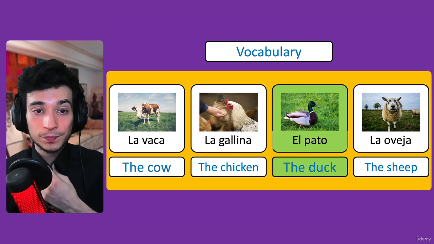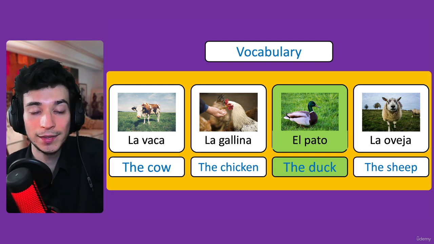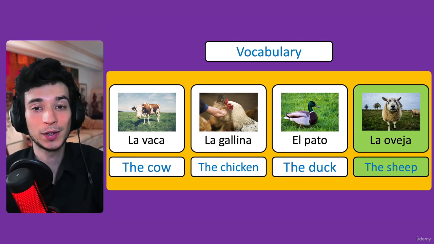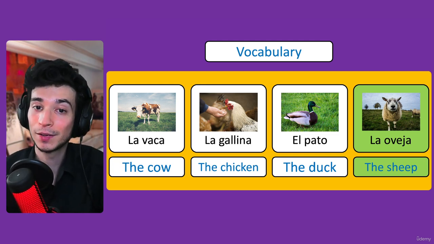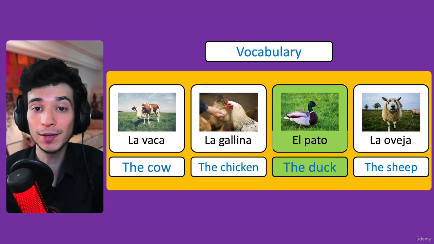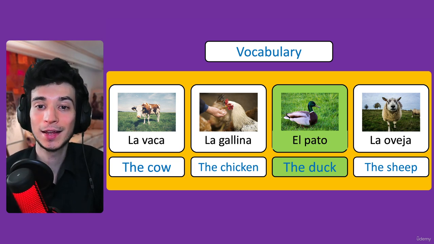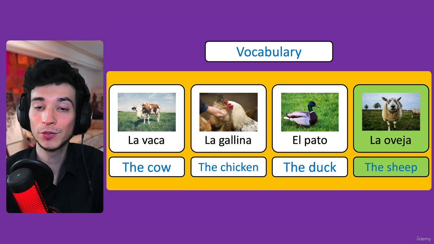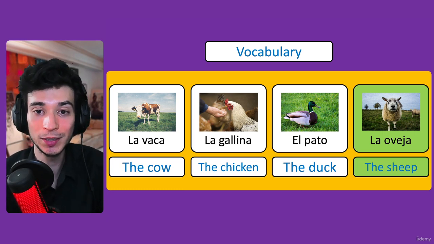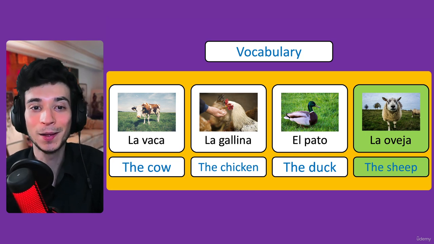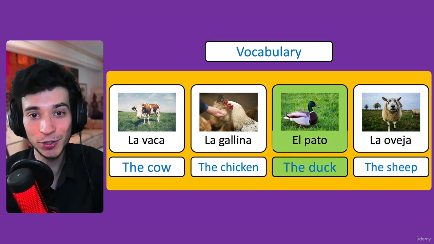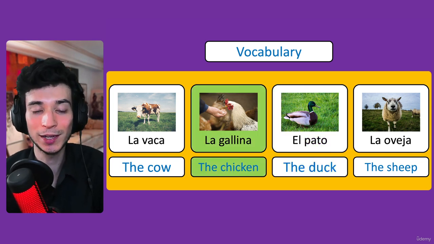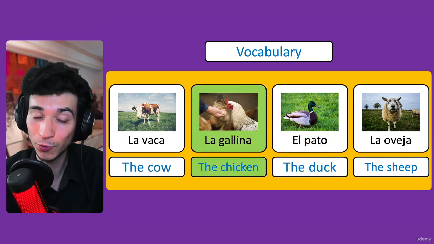El pato, the duck. And then we have la oveja, the sheep. La oveja. So, el pato, the duck. La oveja, the sheep. So, if it's a male sheep or a female sheep, you still refer to it as oveja. If it's a male duck or a female duck, el pato. And la gallina, some people tend to say la gallina and then el gallo for chicken.